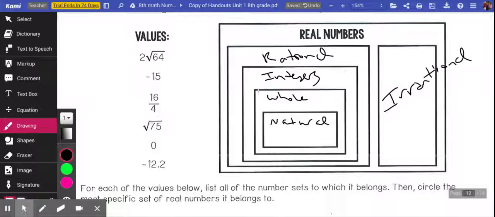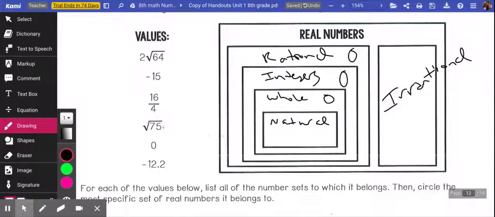So let's start with, and we're going to place it in the most specific spot, not all of them. So for example, 0, we know it's not natural, but we do know it's a whole. And so we also know it's an integer and a rational. I guess we'll do them all. So as soon as you find the spot that it starts in, it's always all the rest on the rational side.